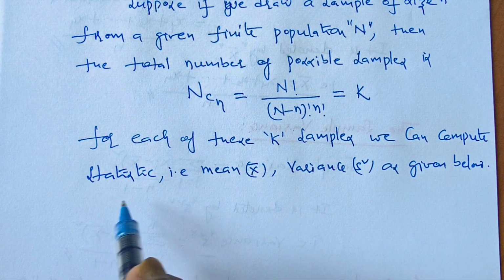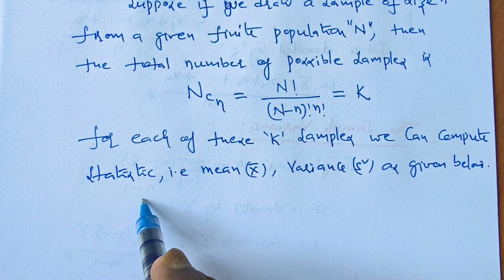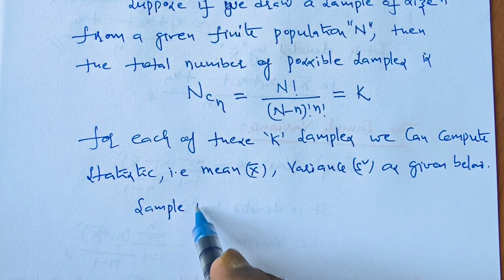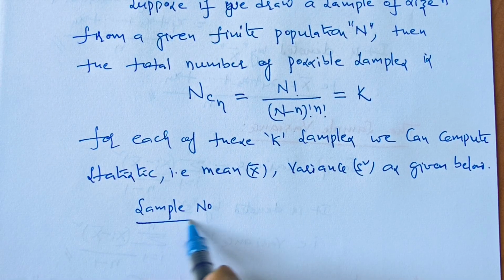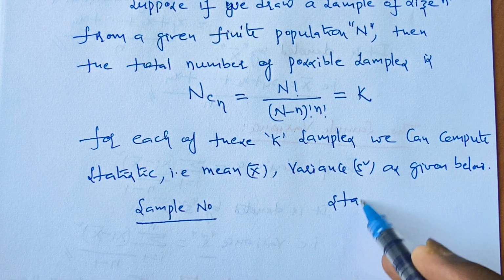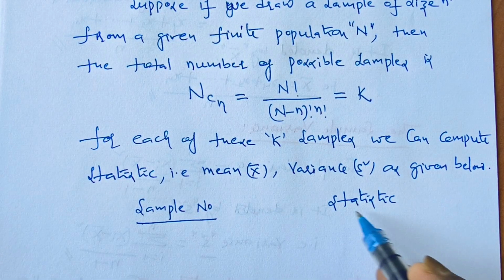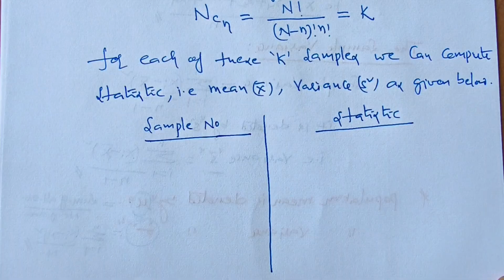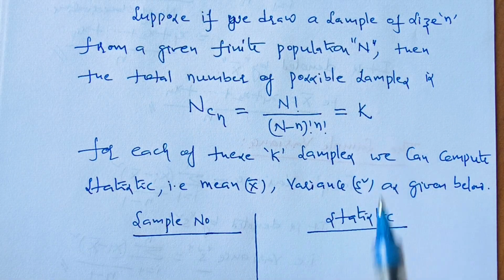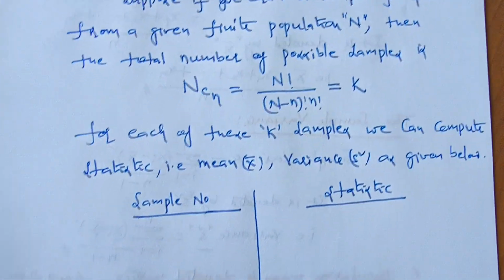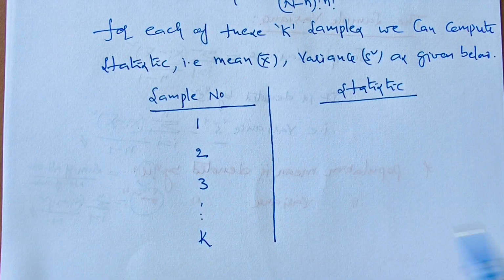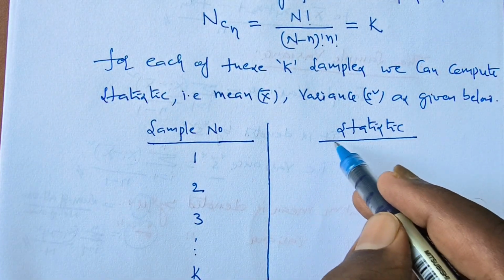We can write the above information in tabular form also. The first column is the sample number. The second column is statistics. For the samples, we have statistics: mean and variance. By this formula, we have obtained k samples. So that's why in the first column, we write all k samples here: 1, 2, 3 and so on k samples.